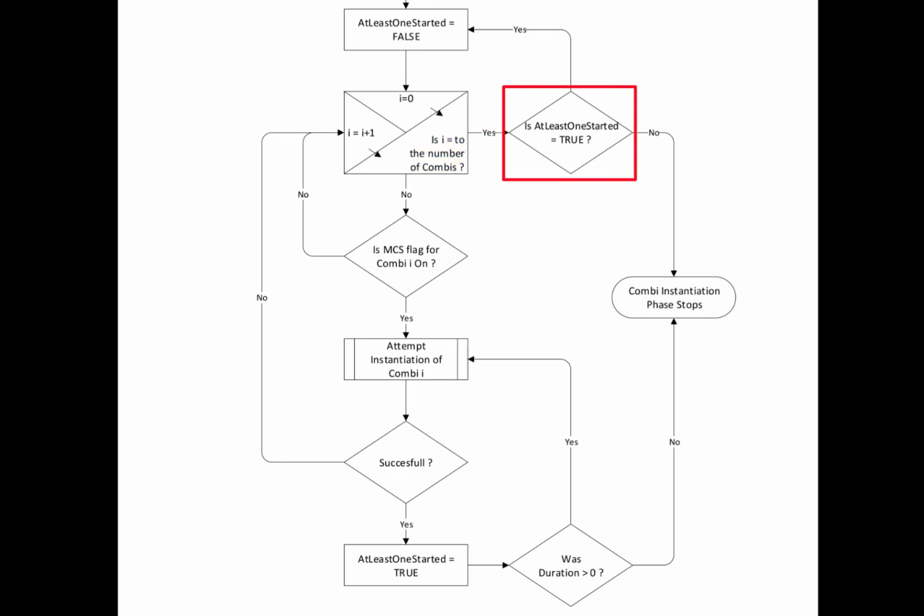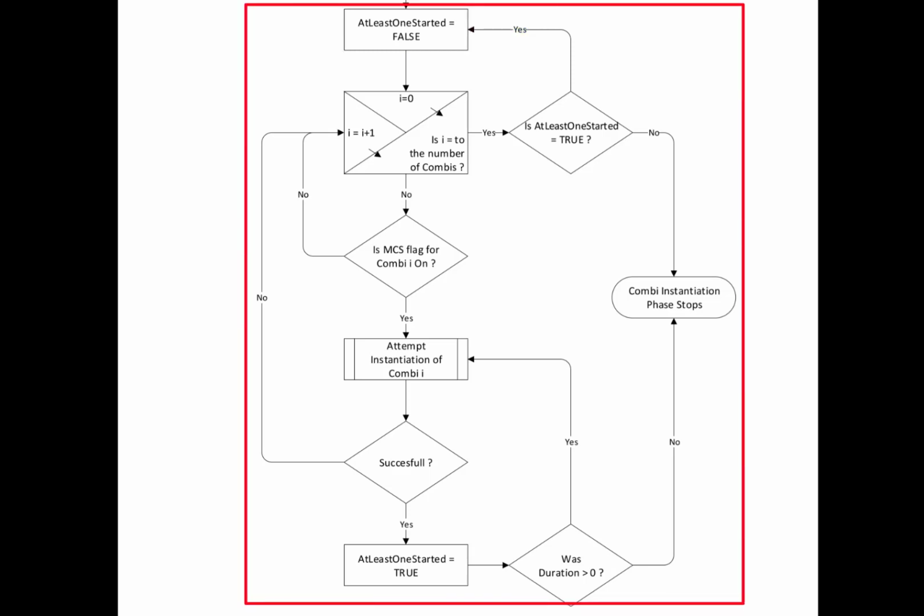And then Stroboscope will examine if at least one started is true. If no combi was able to start, then the Combi instantiation phase will stop. If, on the other hand, the flag at least one started is true, then Stroboscope returns and sets the flag at least one started to false and repeats the entire process.